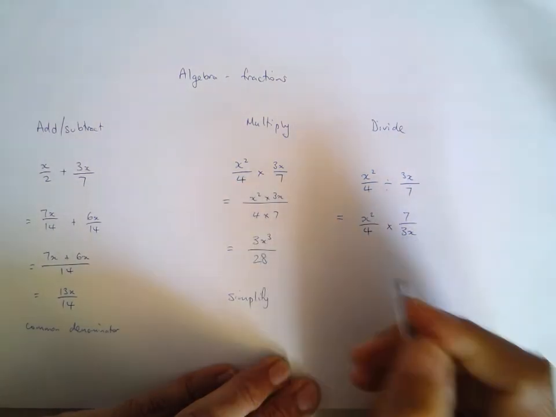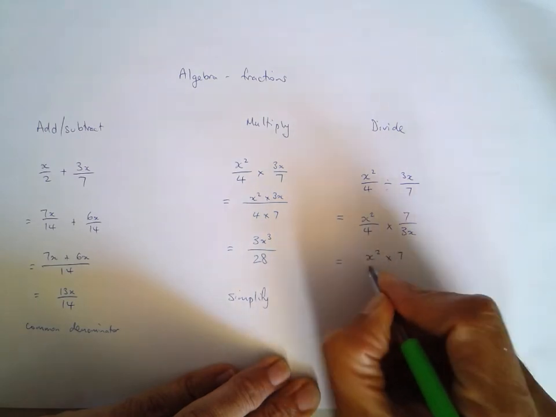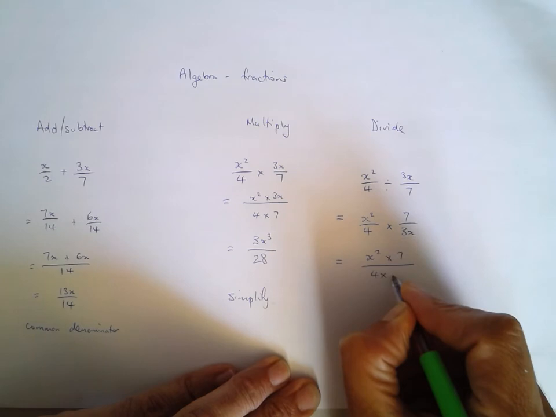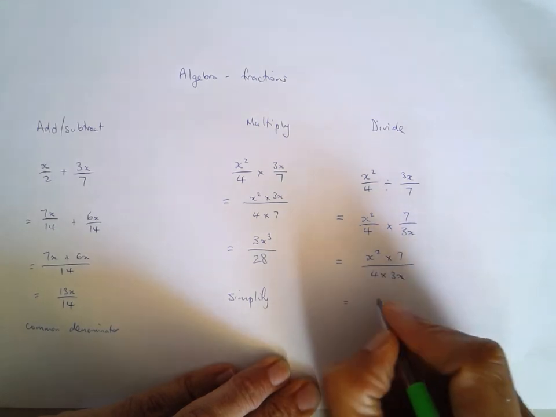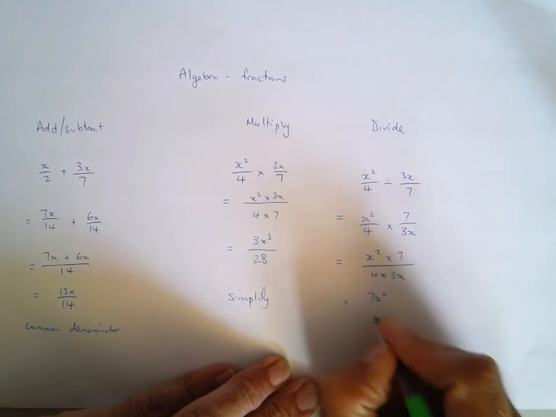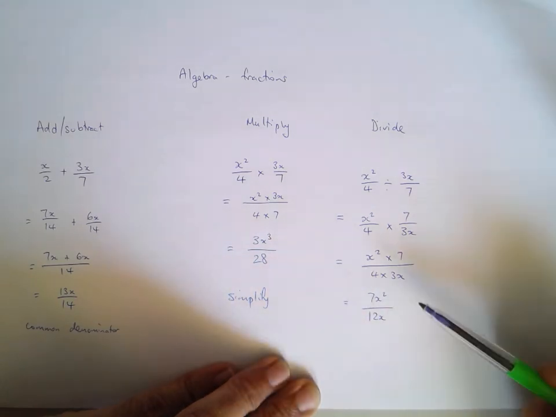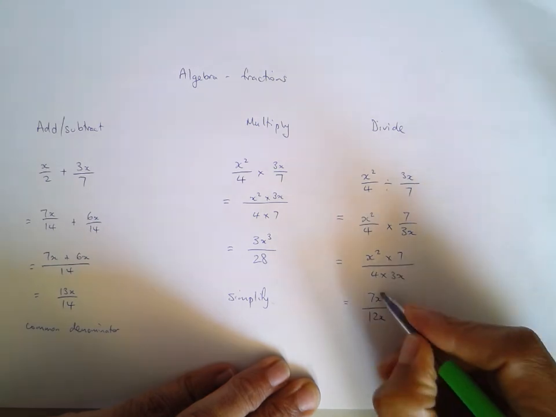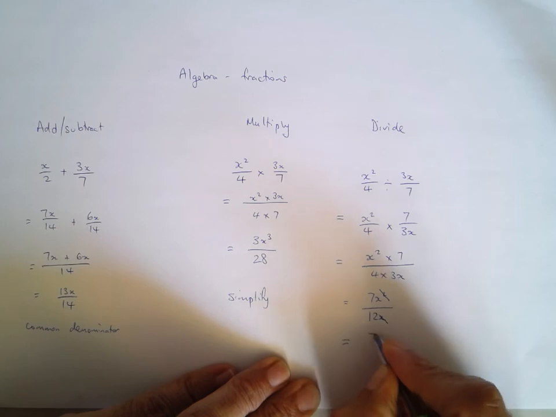Now I'm back in the same situation as over here. I'm just looking at multiplying two algebraic fractions, so I can multiply the numerators and multiply the denominators. And I'll get 7x squared upon 12x. Remembering I've got to simplify. I see here there's a common factor in the numerator and the denominator of x. So 7x squared upon 12x, I can cancel one of the x's there with that x, is the same as 7x upon 12.